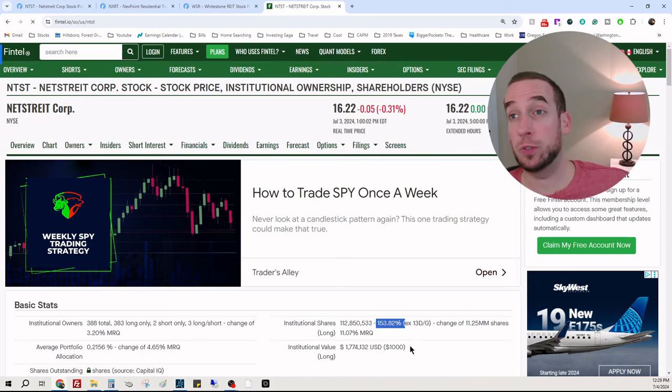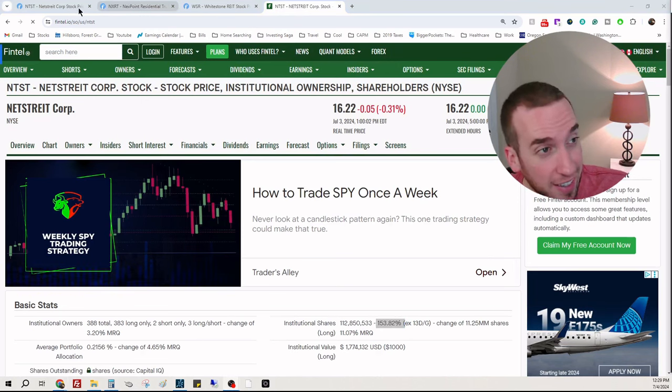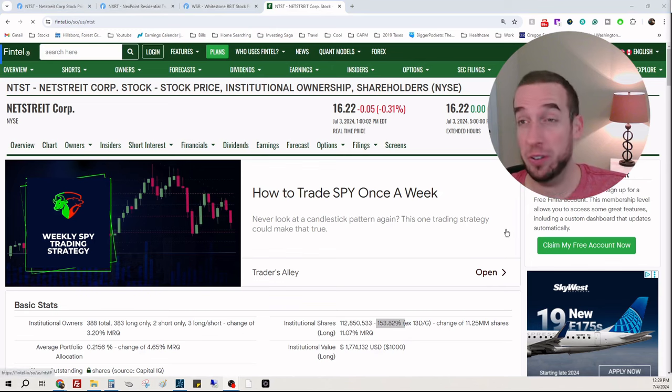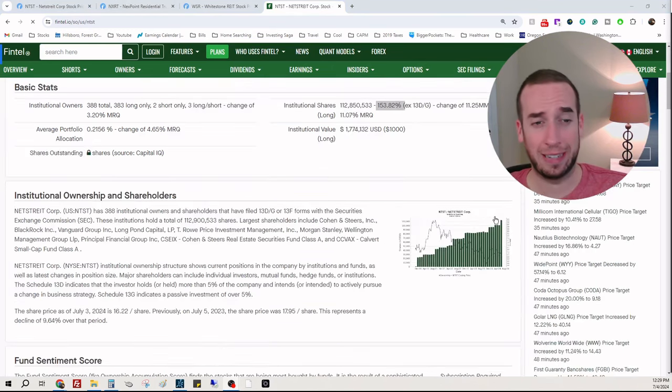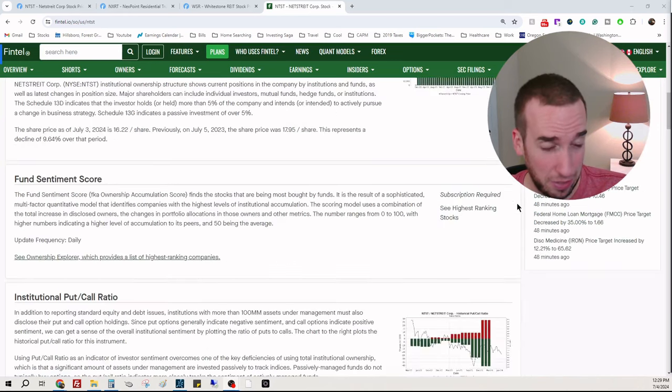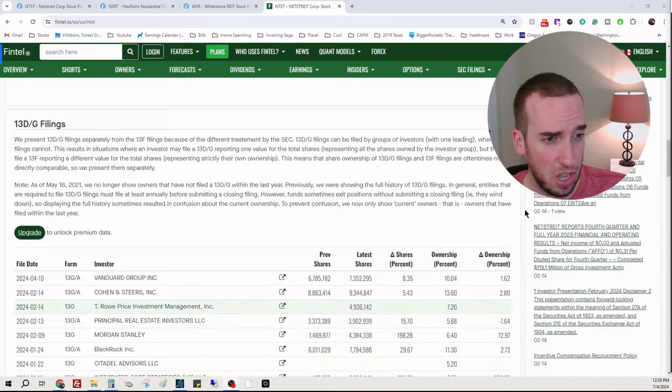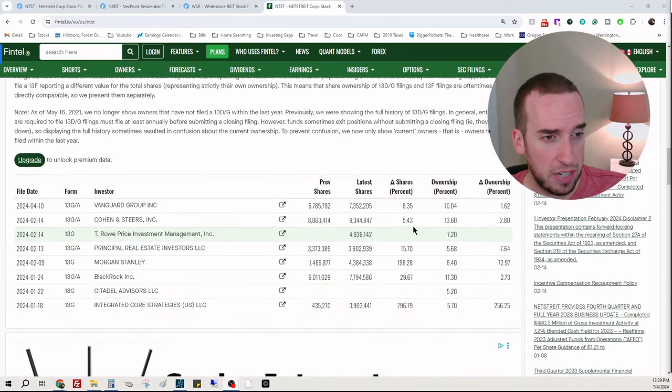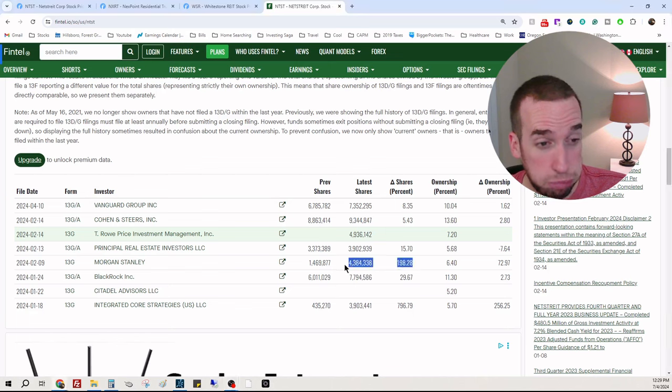Yo, 153? That's a 28% increase? Are you joking me, dog? Oh my. Right through the stratosphere. Vanguard added, Cohen & Steers added, T. Rowe added, a whole big position. Principal added, everybody added. Who's this? Morgan Stanley increased their position like a mat.